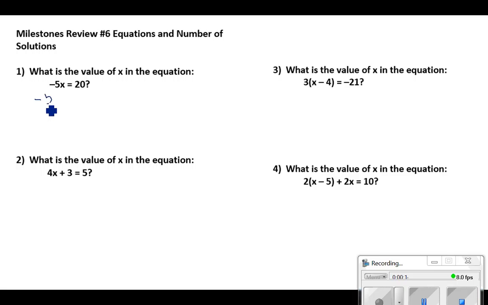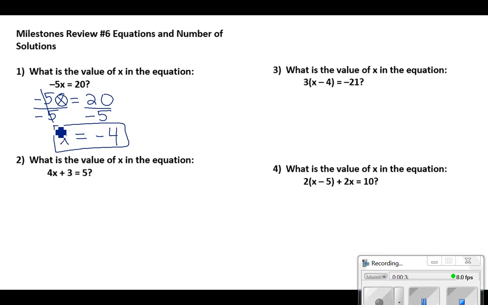So for negative 5x equals 20, this is a one-step equation. We're solving for x, so we want to divide both sides by negative 5 so that we can get rid of everything next to the x. So we have x left. 20 divided by negative 5 is negative 4.